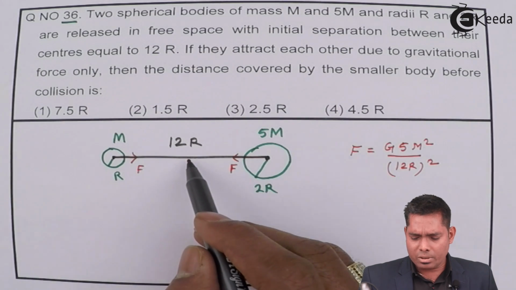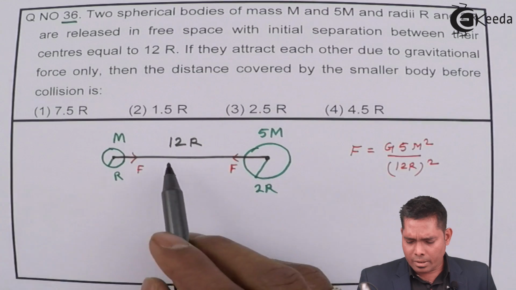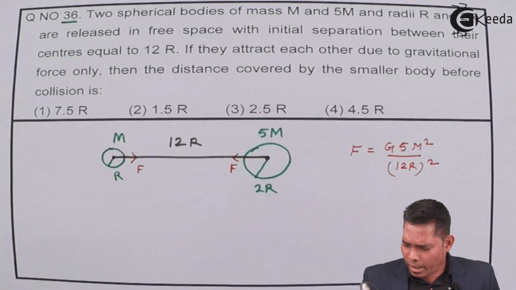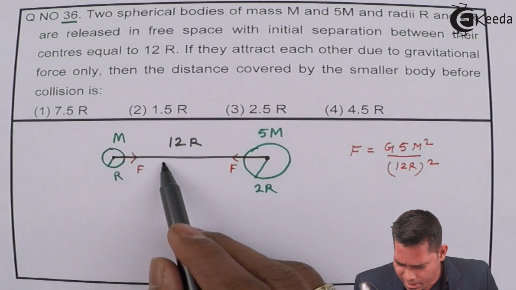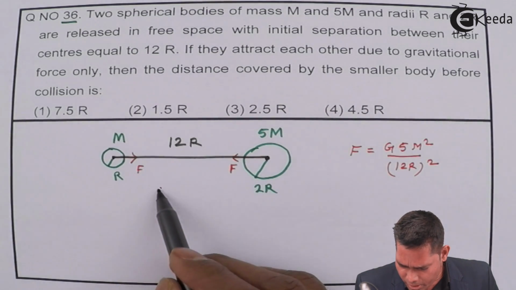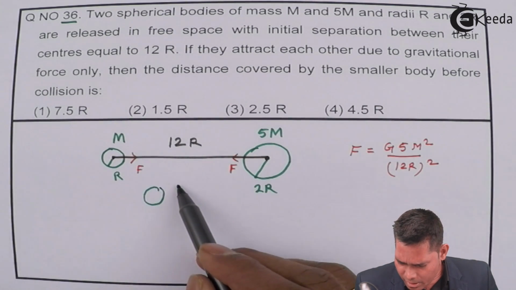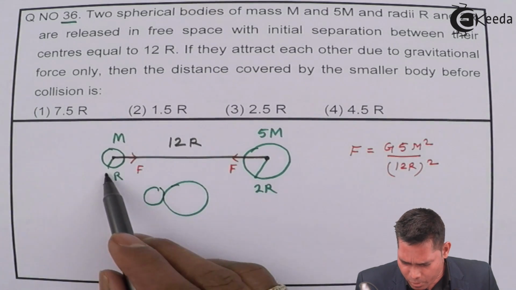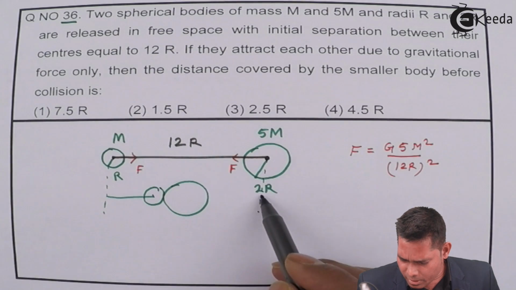The center of mass of the system will not change. They will move closer and hit or collide. Suppose this moves by a distance x and it reaches up to here. This moves by some distance and it will meet here. This has, suppose, covered this distance. This has, suppose, covered this distance.